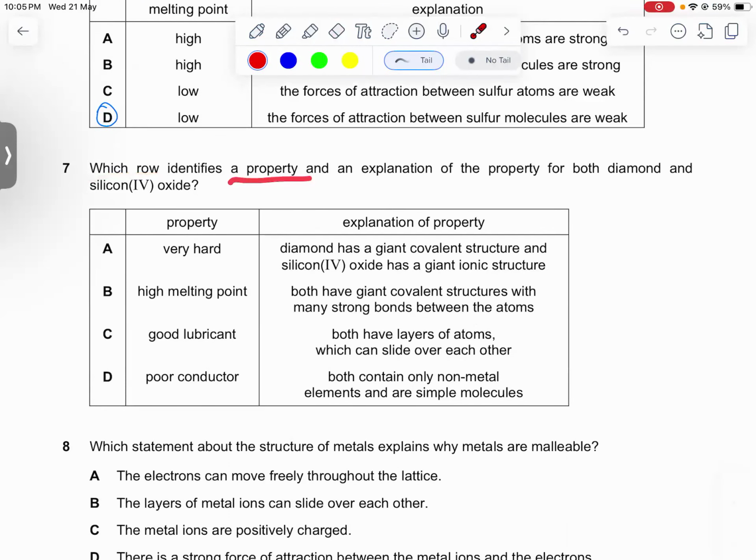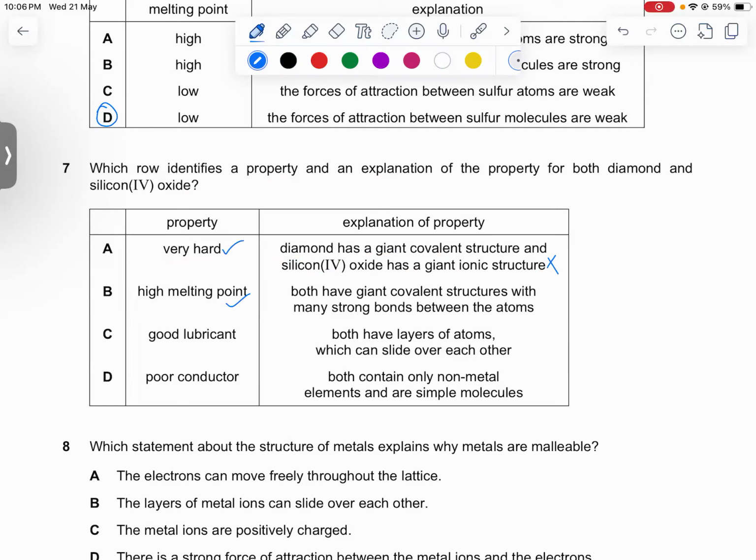Question number 7. Which row identifies a property and an explanation of the property for both diamond and silicon 4 oxide? The property is that diamond and silicon oxide are both, definitely they are very hard. This is true. So let's look at the second part. Explanation of property. Diamond has a giant covalent structure and silicon has a giant ionic structure. Well, this statement is wrong. Okay, this statement was correct, however. High melting point, that is their property.